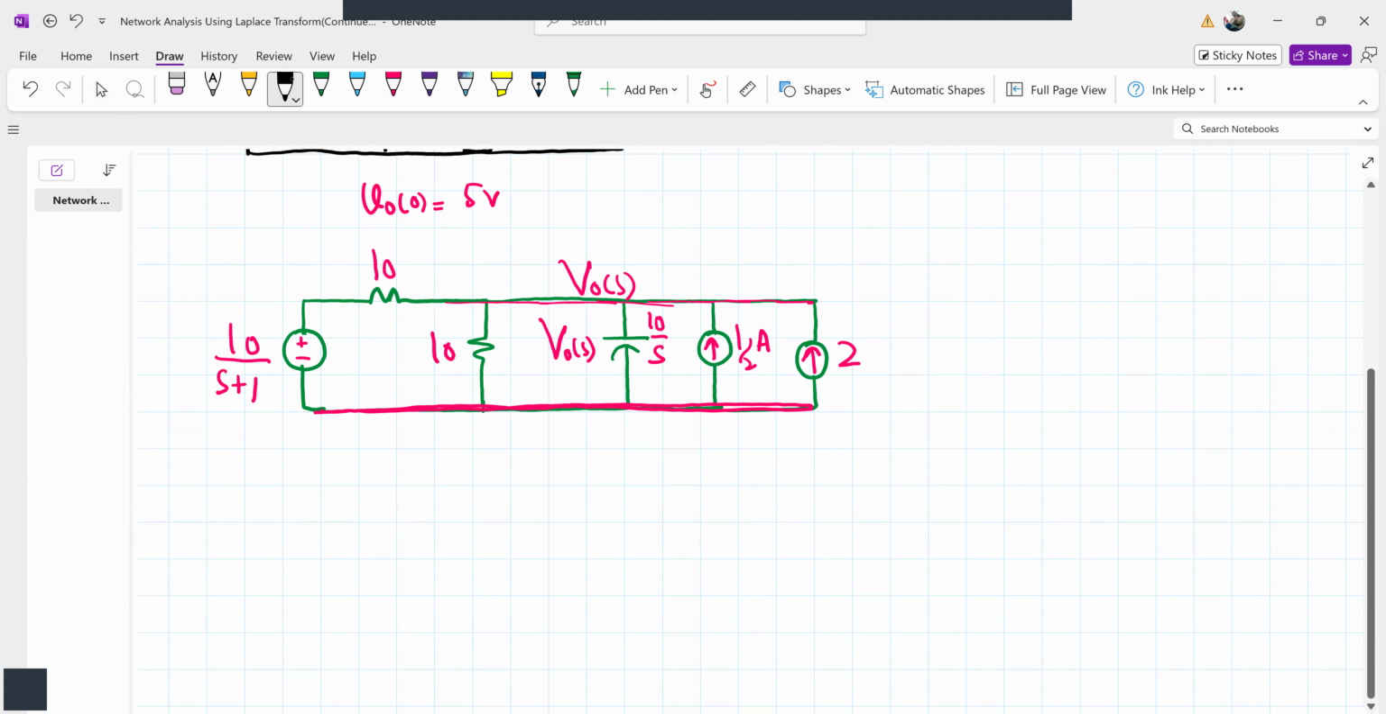So let's apply nodal analysis here. How many branches are there? 1, 2, 3, 4, 5. So 5 branches are connected to this node. We'll sum those 5 currents and put the sum equal to 0. So applying nodal analysis here.